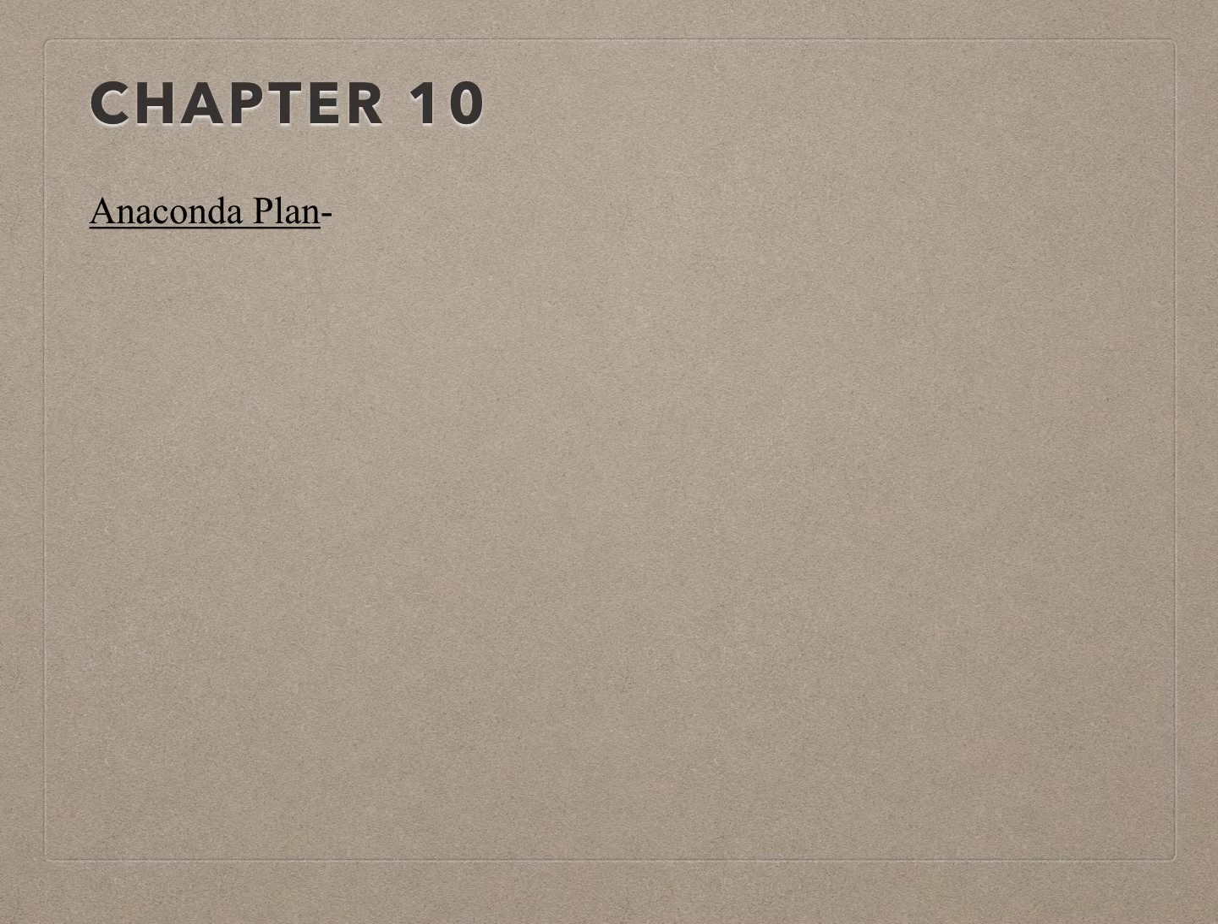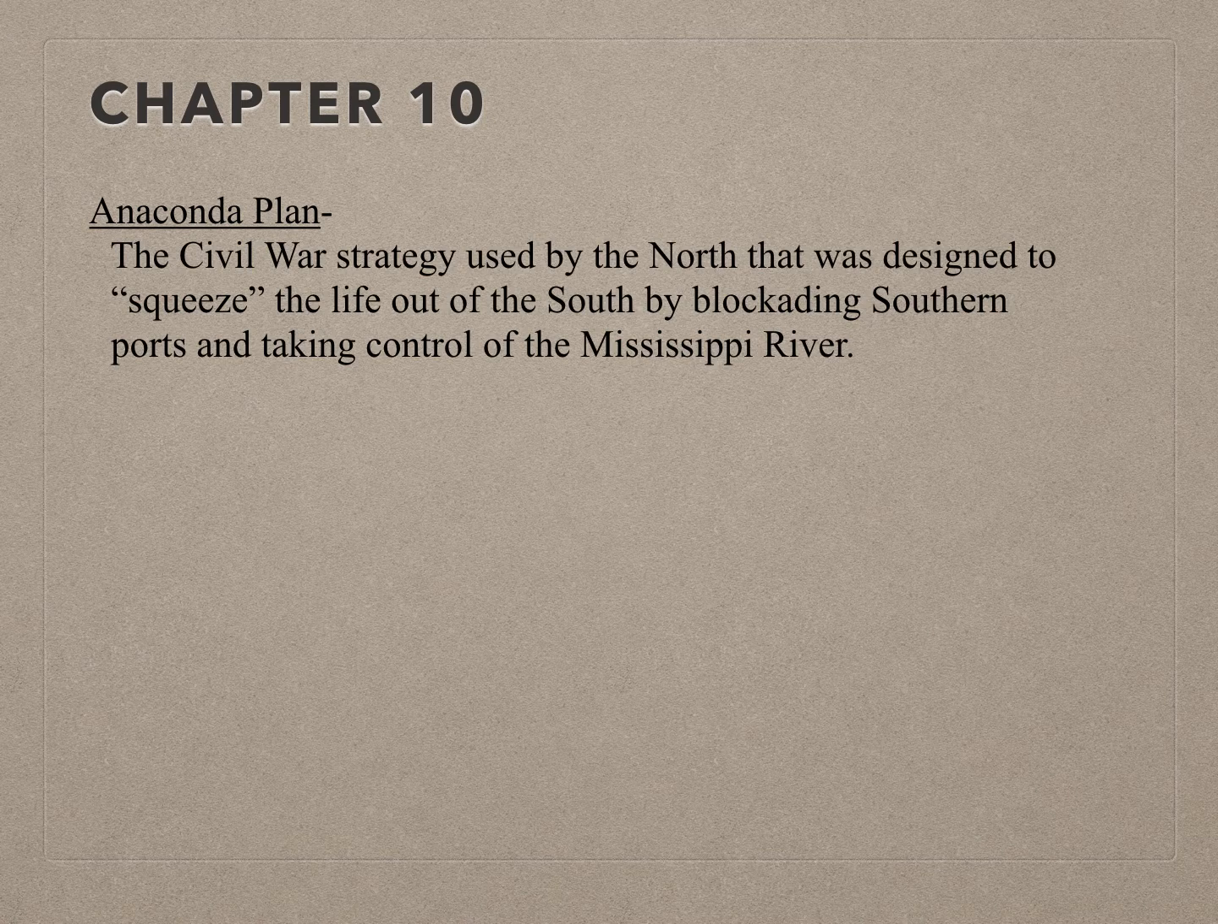Chapter 10 definitions. First one is the Anaconda Plan. Chapter 10 covers the Civil War. So we have a couple definitions that we need to know related to the war. The Anaconda Plan was the nickname given to the Civil War strategy used by the North that was designed to squeeze the life out of the South by blockading southern ports and taking control of the Mississippi River. So sort of like an anaconda wraps up and squeezes its prey, this was how the North planned on winning the war.